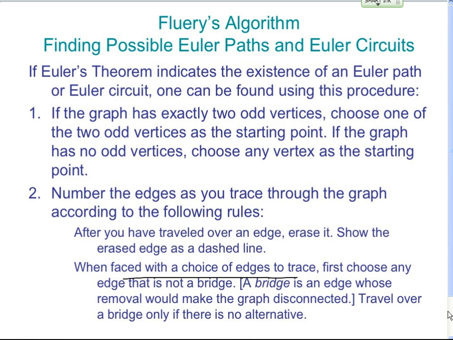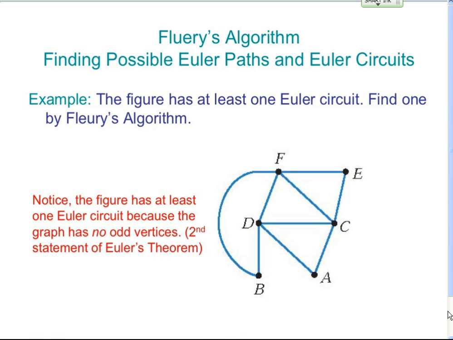If you have a choice between edges, first choose any edge that is not a bridge. Only go over a bridge as a last resort. Travel over a bridge only if there's no alternative. This figure has at least one Euler circuit. We can tell by looking at the vertices, and you're going to see that they are all even. So we want to find at least one circuit using Fleury's algorithm. And like I said, you may come up with a different circuit than I do.